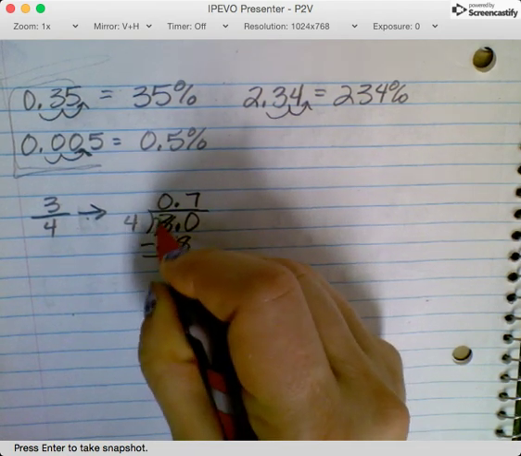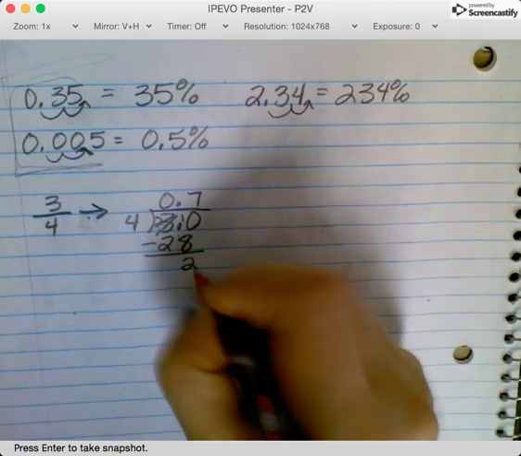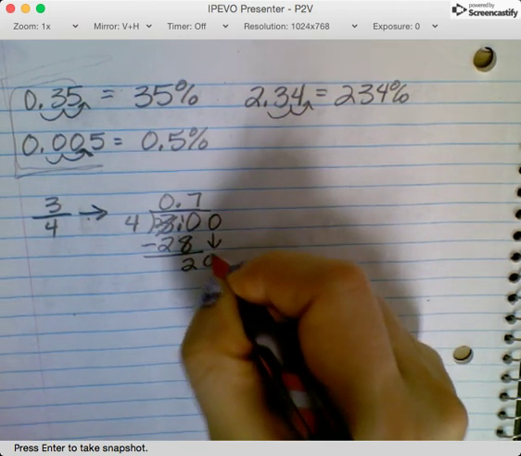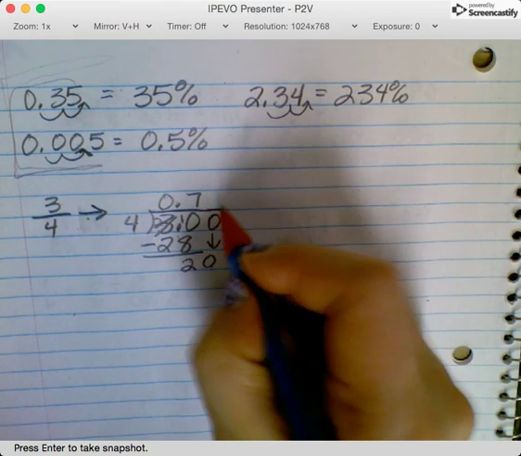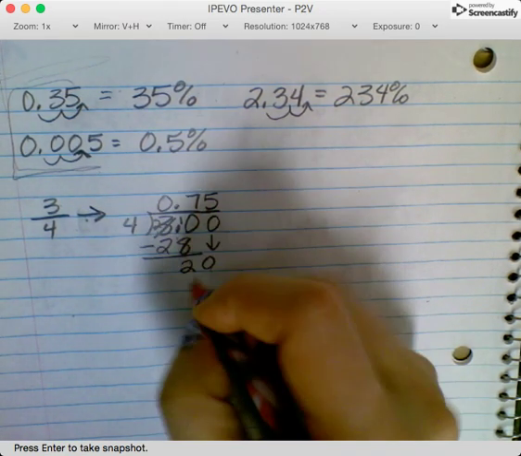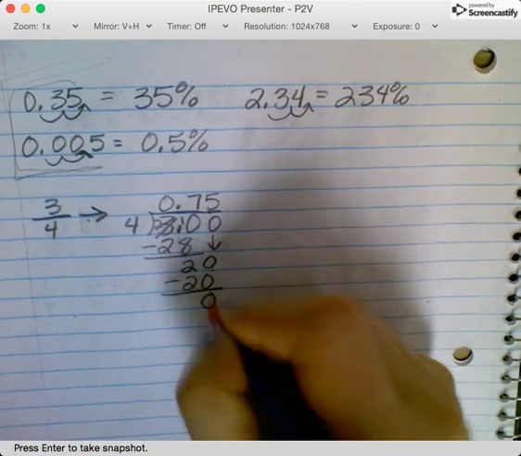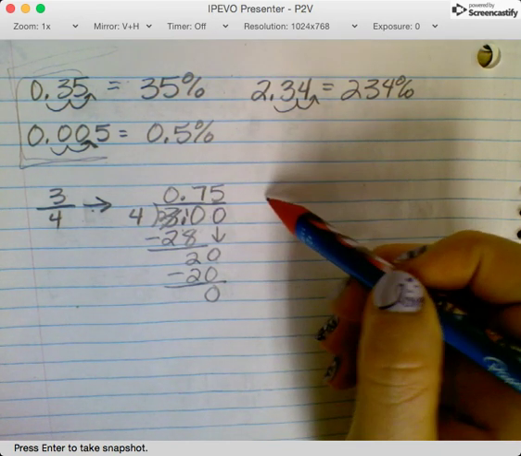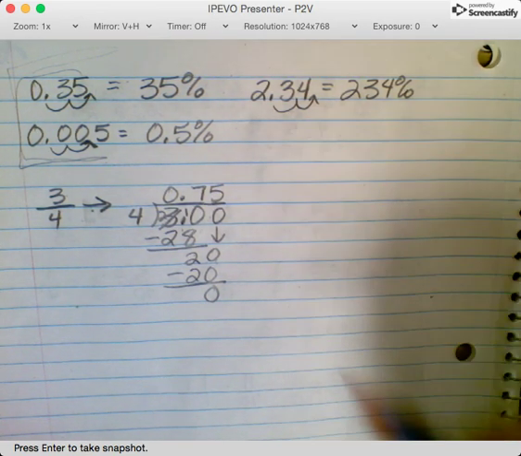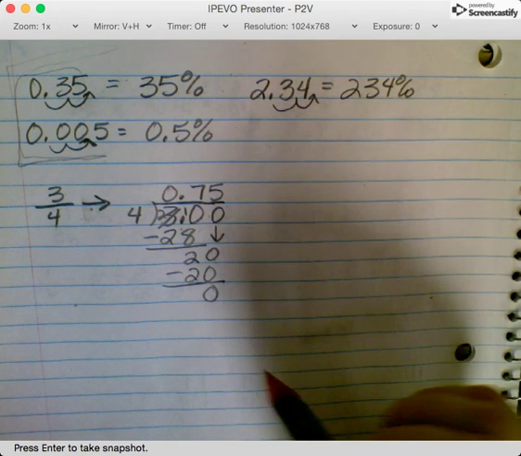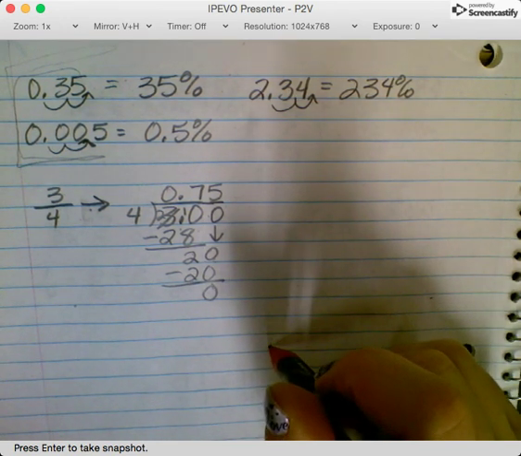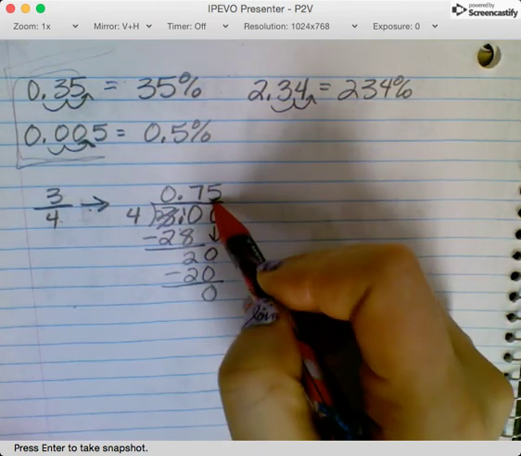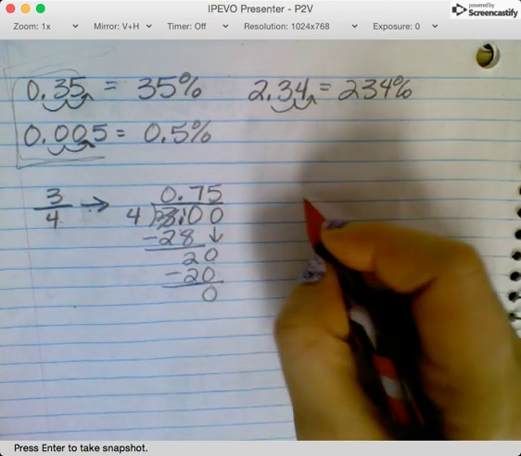And if I subtract, I'll show you the borrowing too, I get 2 left over. I can put another 0 here, bring it down, and 4 actually goes into 20 evenly, which is 5. 4 times 5 is 20. I subtract and I get 0. Sometimes they won't come out even, and you may have a lot of numbers here. A lot of times the book will make them come out evenly just so that you don't have to do as much division. So now we have 3/4 is 75 hundredths.